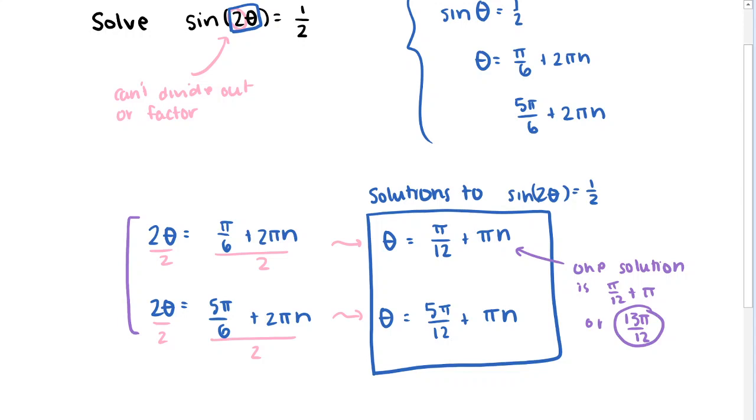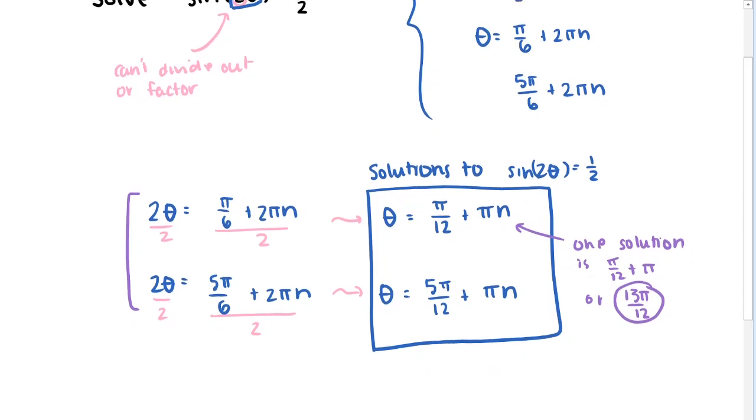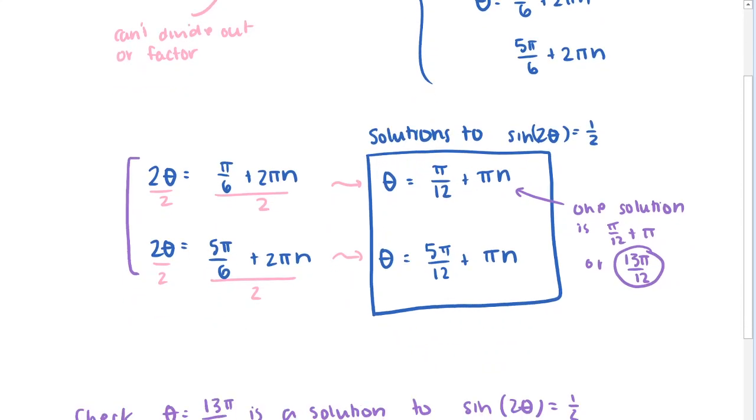When 2 theta gives us the angles such that sine produces 1/2. And we could divide both sides by 2 to get the solutions to our equation sine of 2 theta is equal to 1/2.